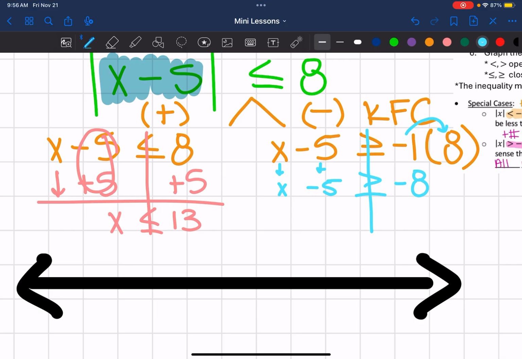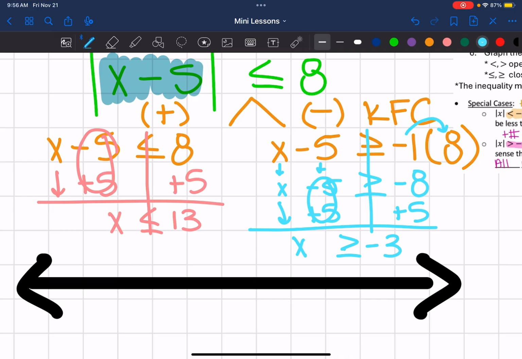Now doing our inverse operations, we need to move that negative 5 to the other side by doing the opposite. So we're going to add that 5 over. Dropping down that x, negative 5 plus 5 will give me 0. And then dropping down the inequality, -8 plus 5 will give us -3.